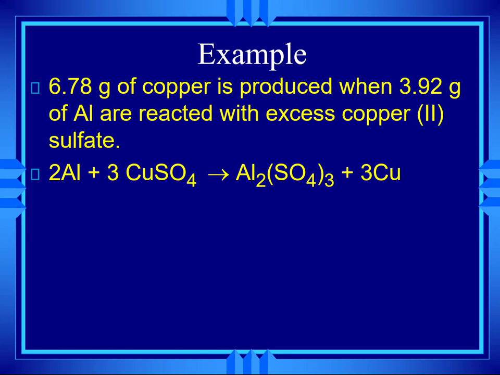Aluminum and copper 2 sulfate, single replacement. Aluminum replaces copper, ends up next to sulfate. Copper's by itself. Do the crisscross with aluminum sulfate, Al2(SO4)3, and then that means you need 2 Als and 3 SO4s, which means you need 3 Cus on this side.